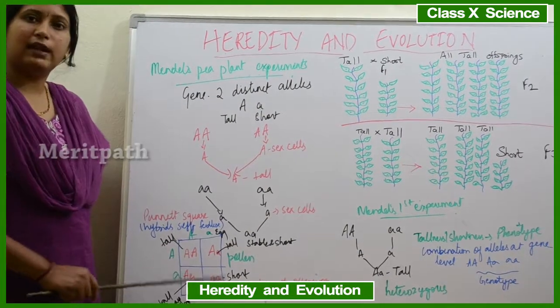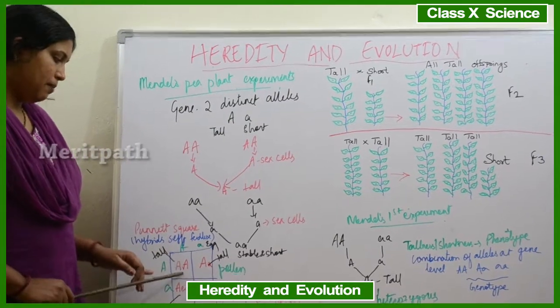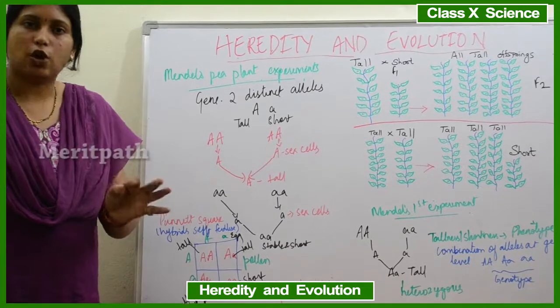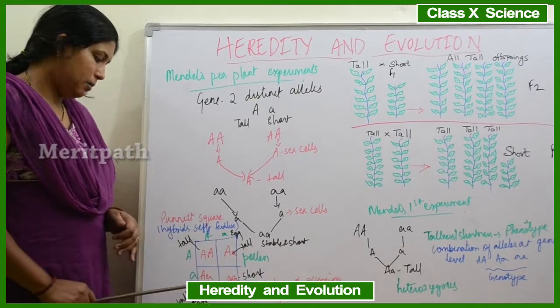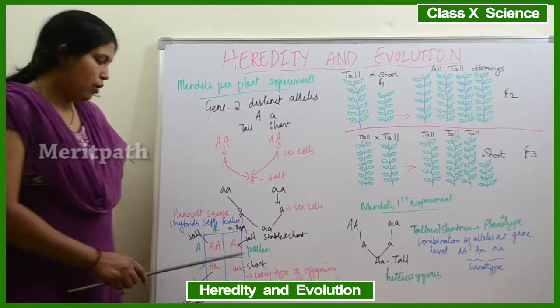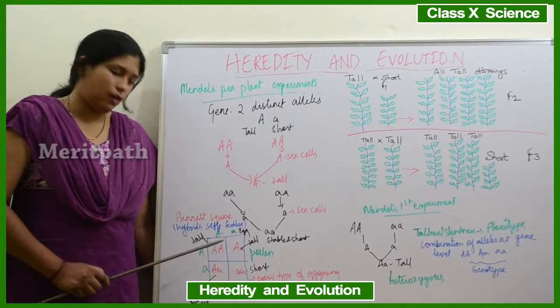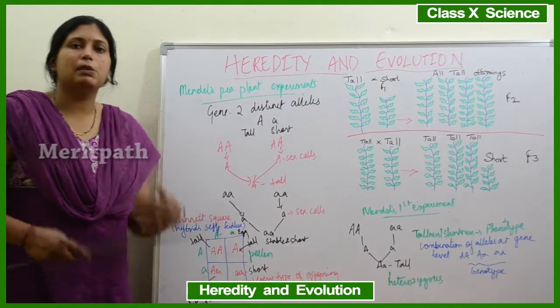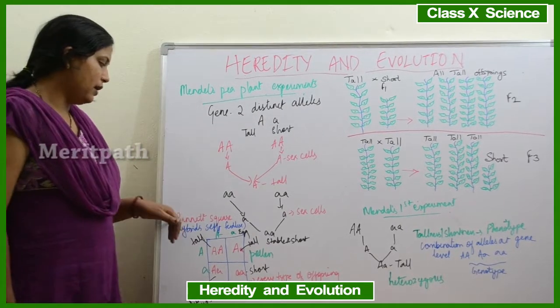So, all the varieties which were produced: capital A capital A will always be tall, small a small a will always be short, and capital A small a will be tall, but may even breed short. So 1/4 of the variety is short, 1/4 is tall, and half is tall but may breed short. This is the Punnett Square.